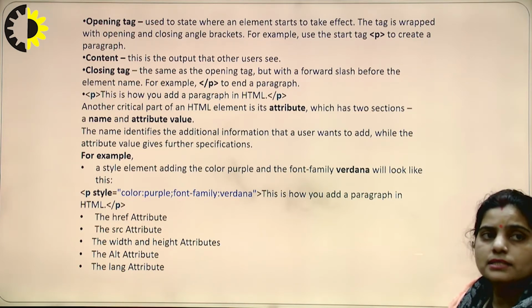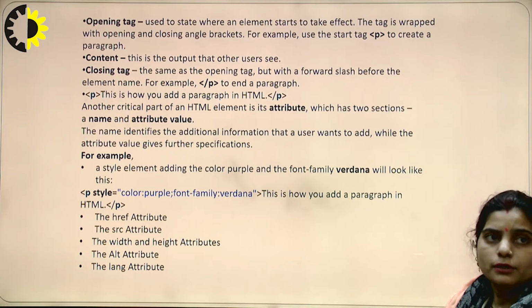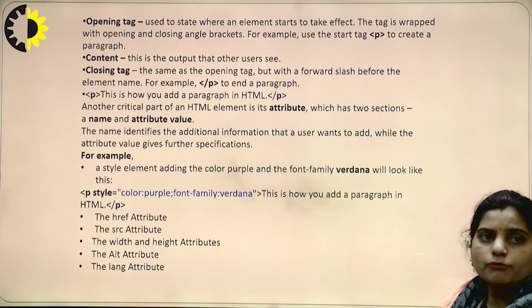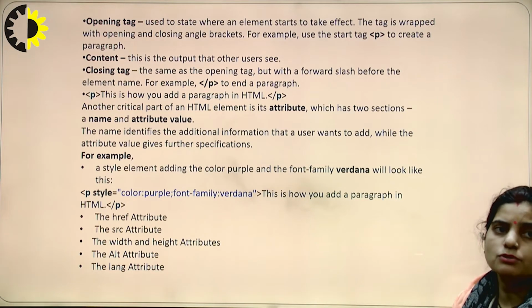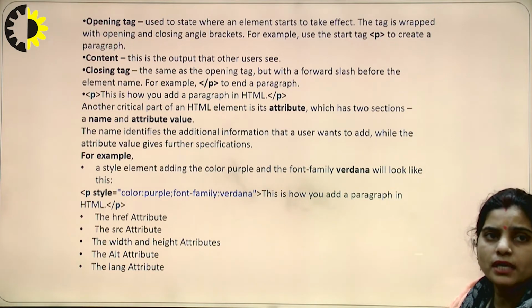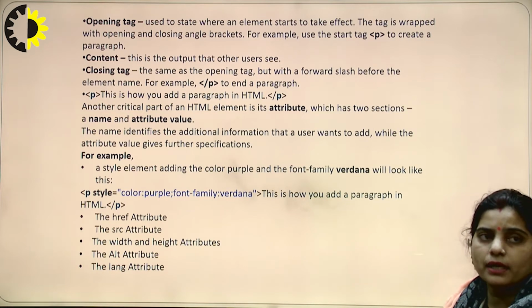Like here in the example, we are using the element paragraph P, and after that we are using the attribute which is style. Inside this style, we are using the color purple, and for the font family we are using Verdana. So this is how you add a paragraph in HTML. It is the kind of text which we are writing inside the paragraph.